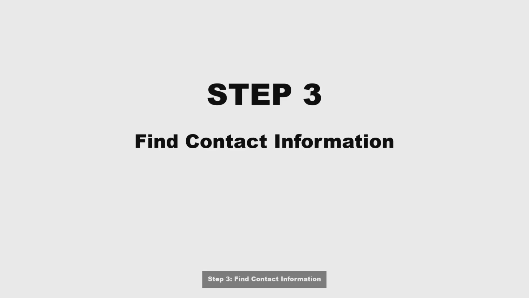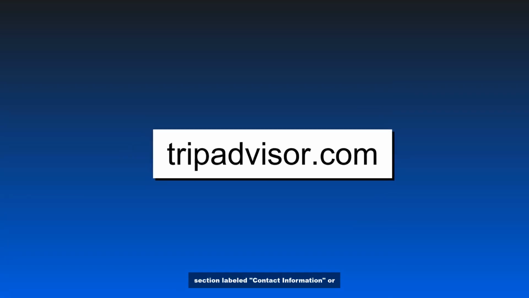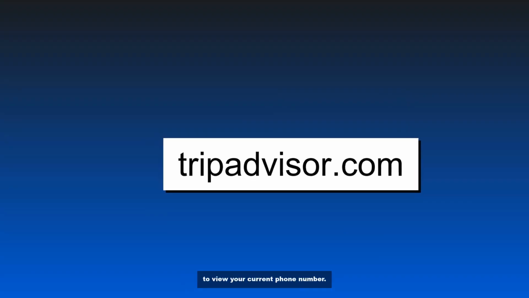Step 3. Find contact information. In the account settings menu, look for the section labeled Contact Information or Profile Information. Click on this section to view your current phone number.